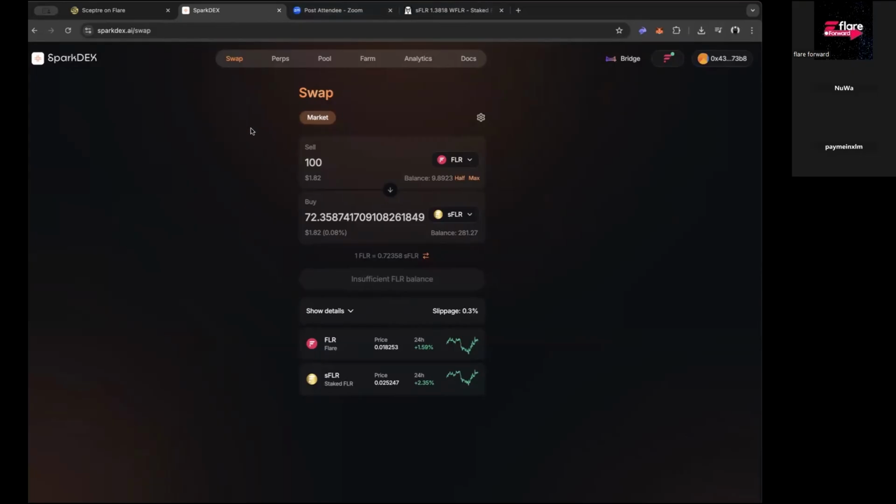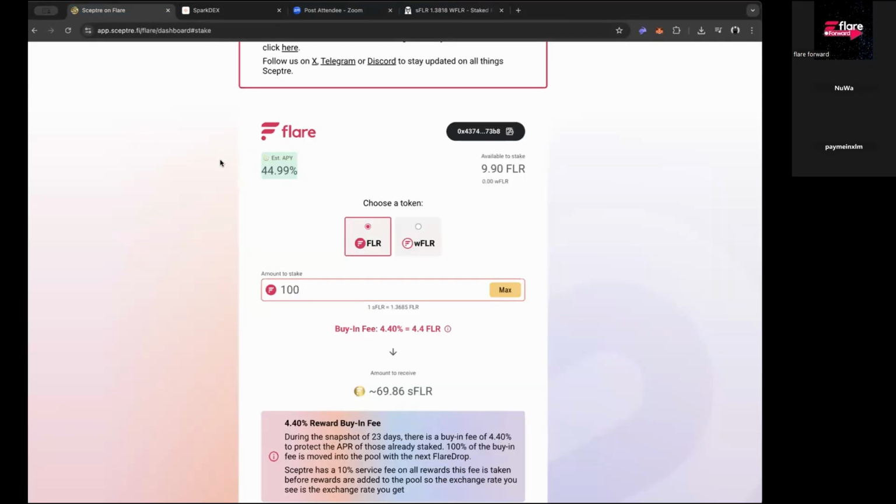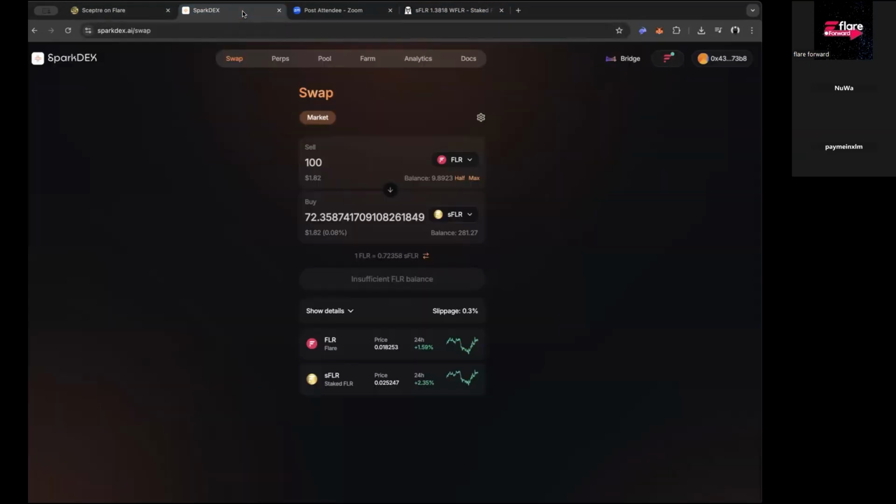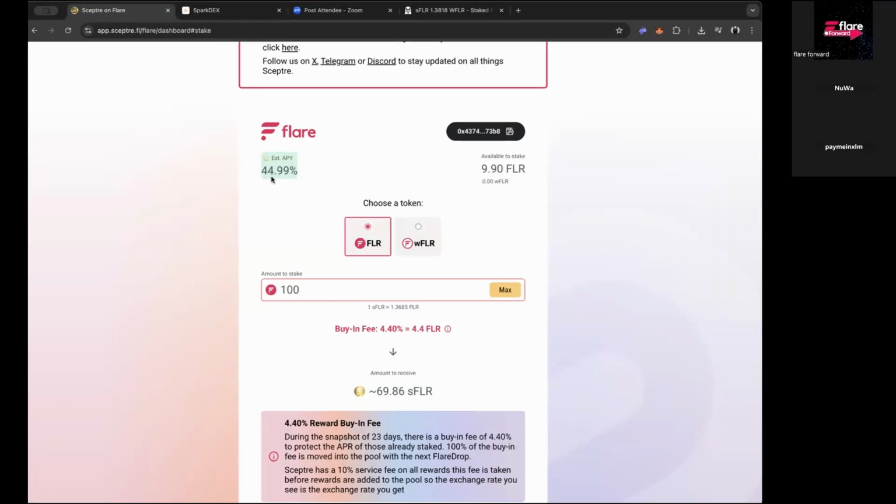So go to Scepter on the top tab. Yeah, I got you. So there you get 69, and in the other one you get 72. All right, so if I wanted to buy it, I would buy it from here then. Right, so you're getting a better deal buying here than staking it. Correct. And I don't have to pay the 4.4%.